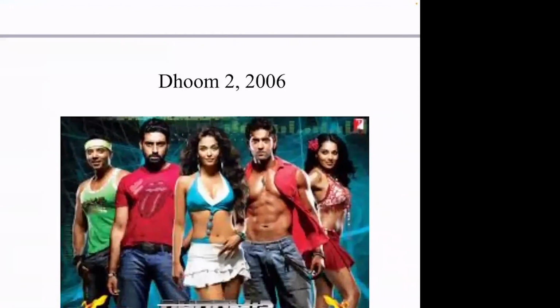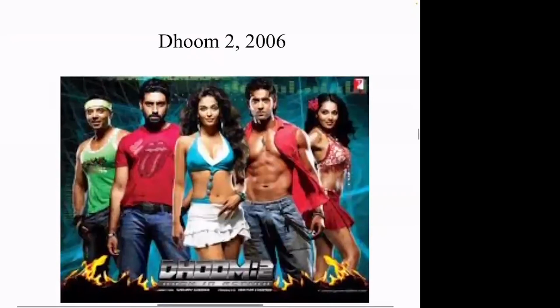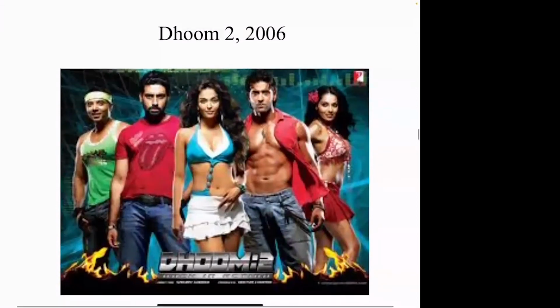Then you can see the dramatic shifts in the representation of the males and the females, the heroes and the heroines, or perhaps the dancing girls and the dancing boys. And in this particular film, Dhoom means exuberance. There were several films named Dhoom 1, Dhoom 2. This became a very catchy film and a catchy title, and it was released in 2006. And you can see that a kind of hypersexualization happens in the representation of the song and dance sequences.